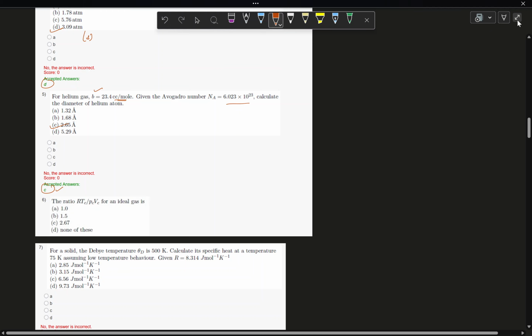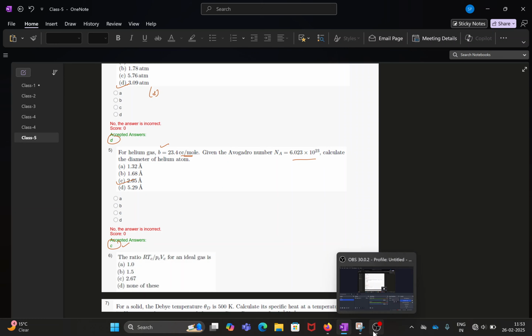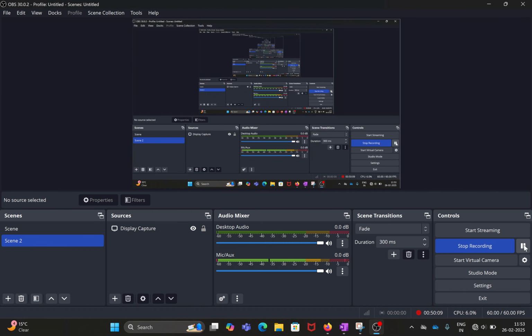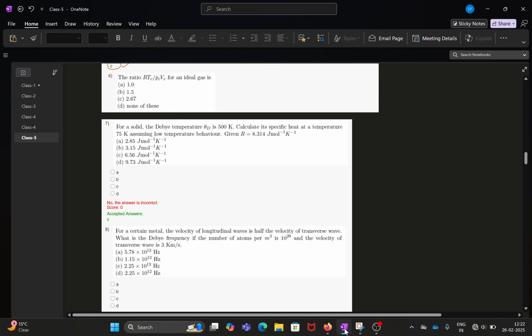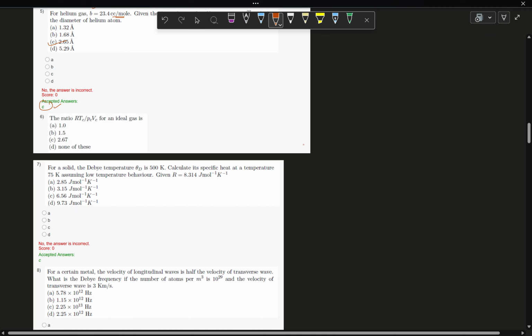Now, the rest of the questions. Okay, question number 5 we have done. So question number 6 is about the ratio of RTc by PcVc for an ideal gas. We have to get the value, right?